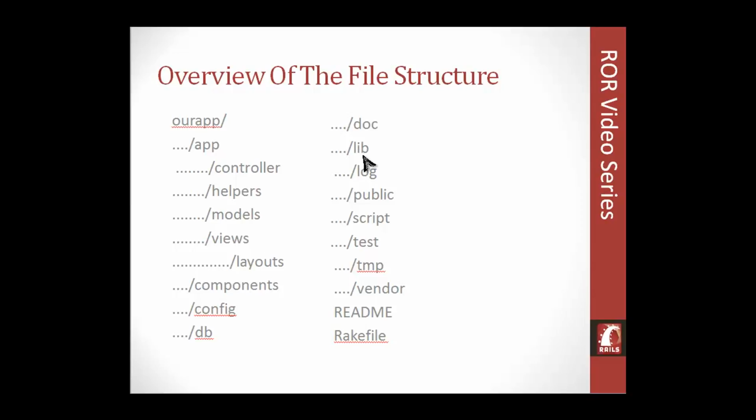Let's see, lib is for our libraries, all our library classes. Logs is for our error logs and other kinds of logs. Public is the folder that is available to the web. This is where you would put your JavaScript files, your CSS, your images.